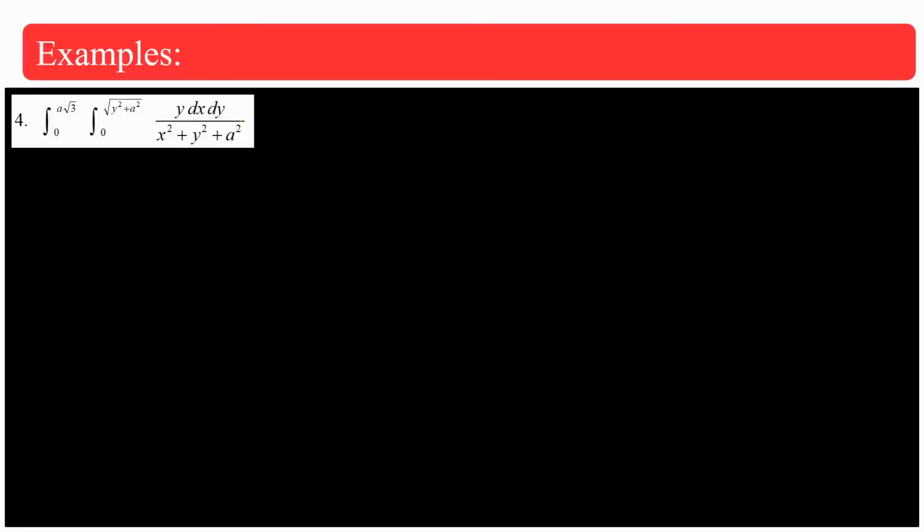So in here, the first one is, of course, with respect to x, where y is constant. You might say a is constant. Yes, of course. All other letters except for x should be treated as a constant. So in this case, let's bring out the y integral from 0 to the square root of y squared plus a squared. It's just dx all over x squared plus y squared plus a squared. Okay?